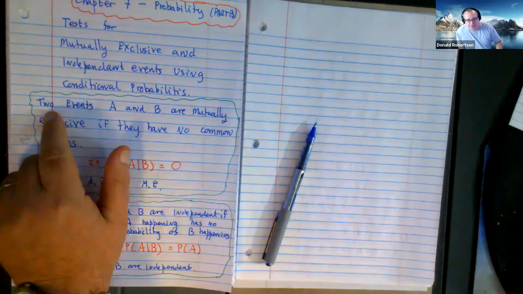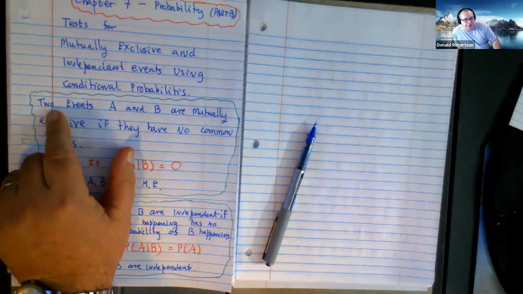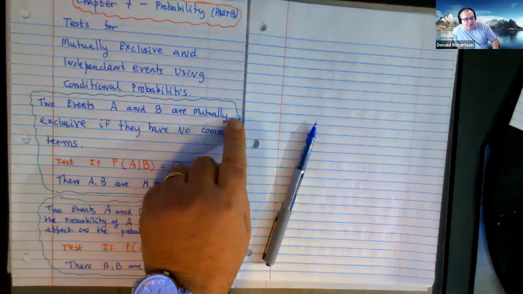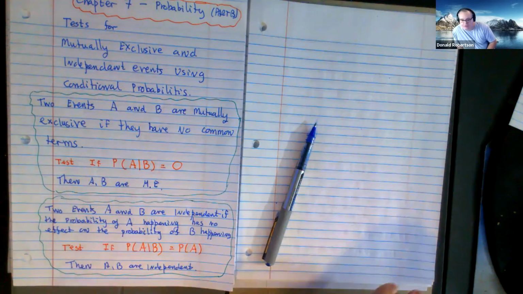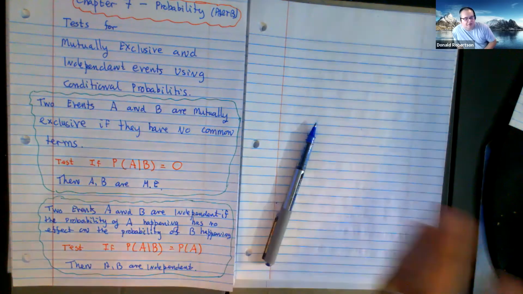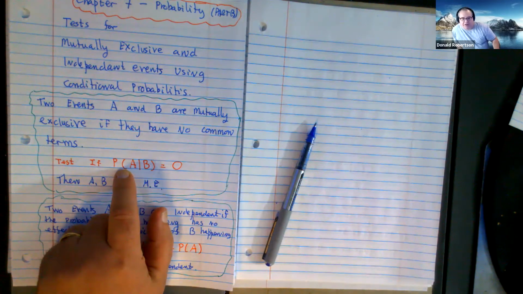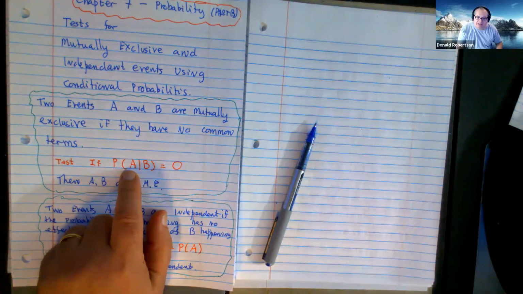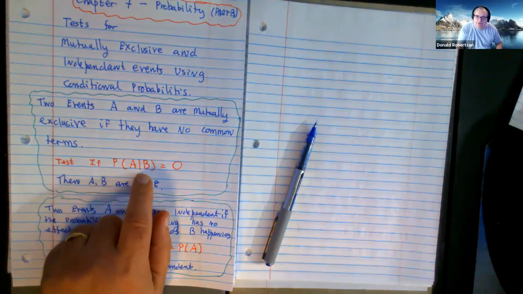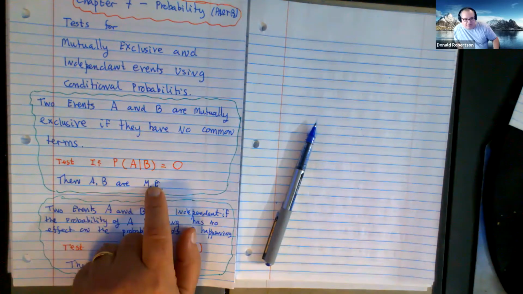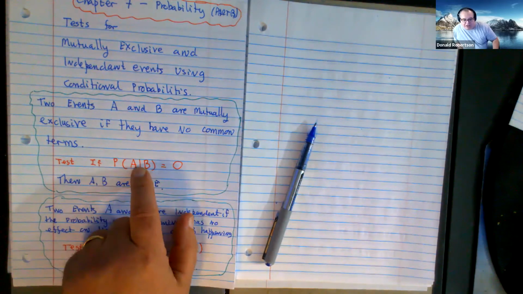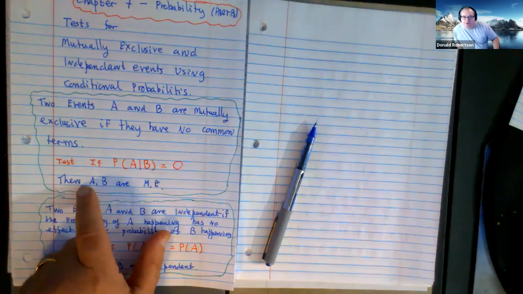So just to remind you, this is one way of phrasing it. Two events are mutually exclusive if they have no common terms, right? So an example of that would be A is getting a heart and B is getting a club, right? They are mutually exclusive. You can test that by finding a conditional probability. If the probability of A, given that B has happened, is 0, then the two events are mutually exclusive. If this probability is any other number, then they are not mutually exclusive.